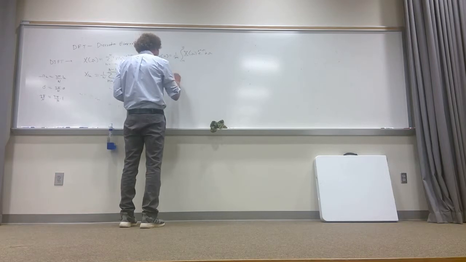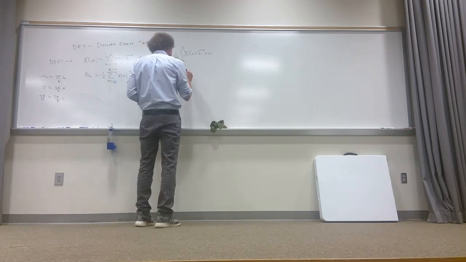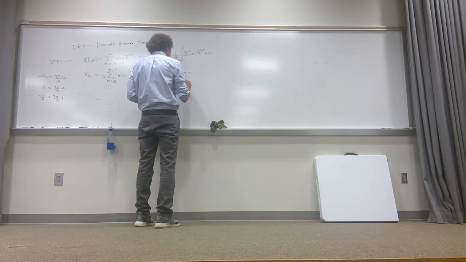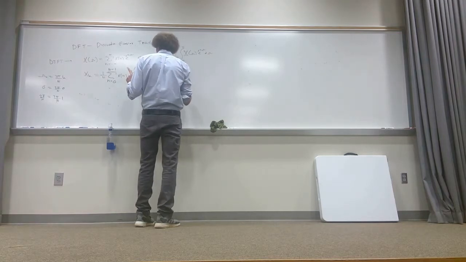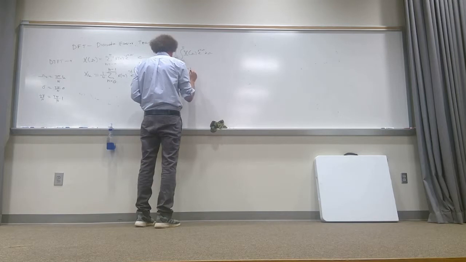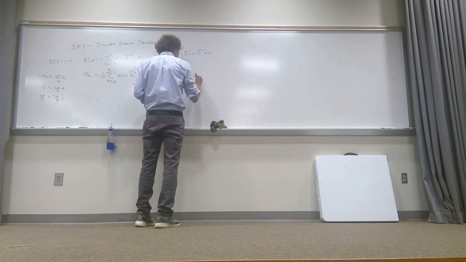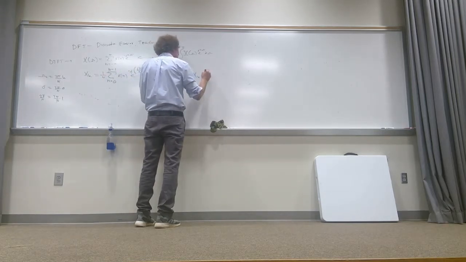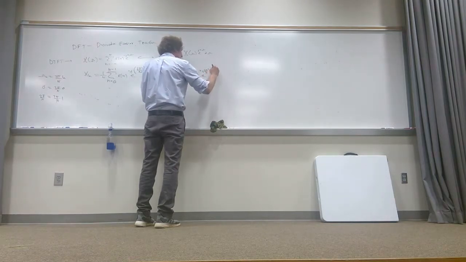Well, my x of n here will be equal to the summation here, and then it'll be from not n, but now it will be from k equals 0 to n minus 1, and it will be of capital X of k times e to the minus j, or plus j 2 pi over n, and then it would be to the nk.